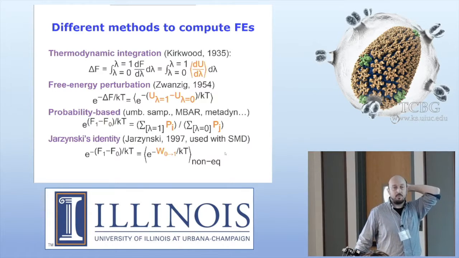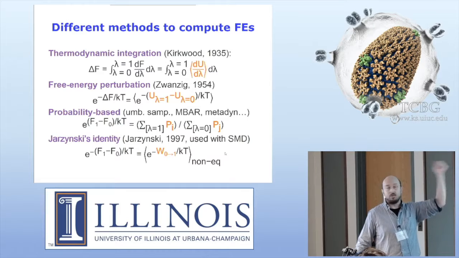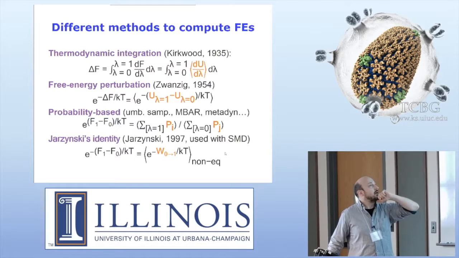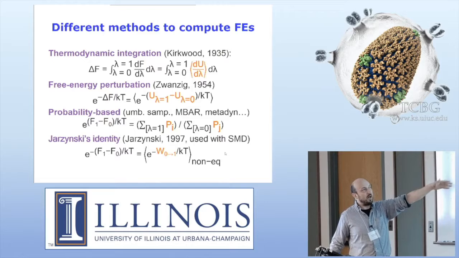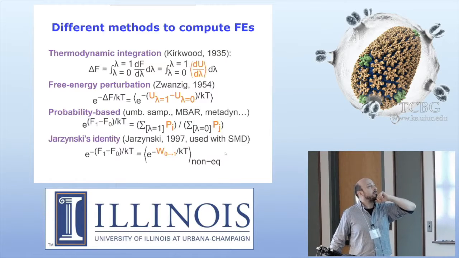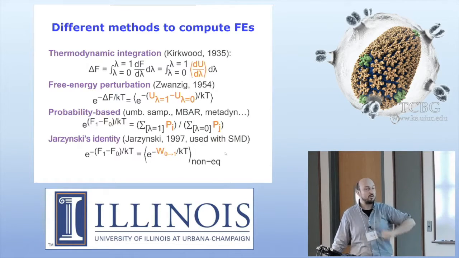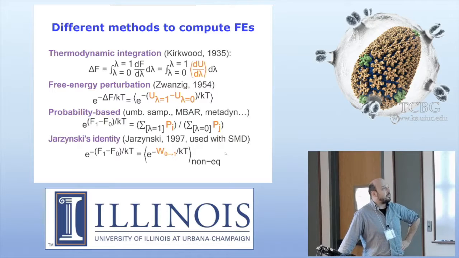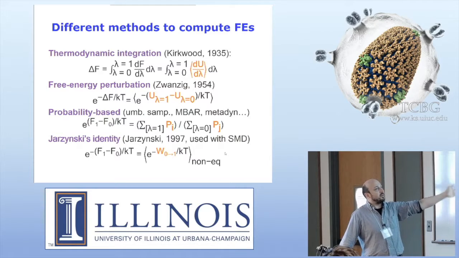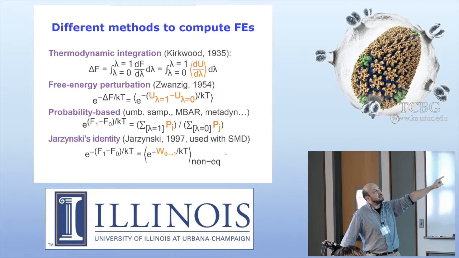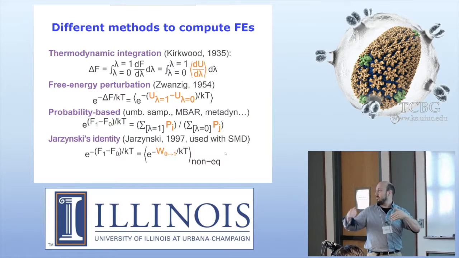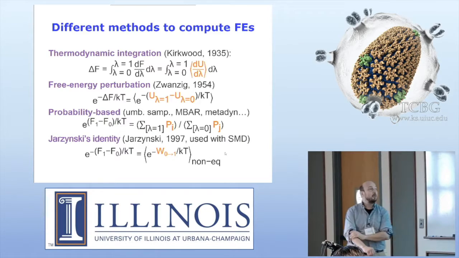Historically, the first method is thermodynamic integration. It was introduced by John Kirkwood in the 30s, and was later extended in the 50s by Robert Zwanzig, who was a professor and then a staff and career scientist at NIH. Free energy perturbation is basically an extension to a finite step of the continuous integration of TI.